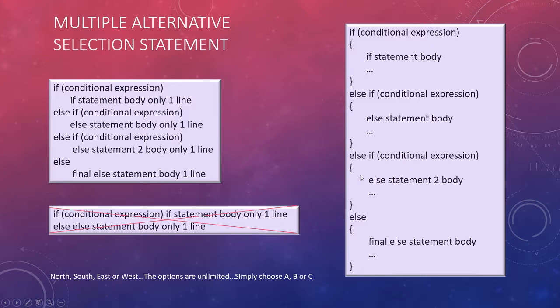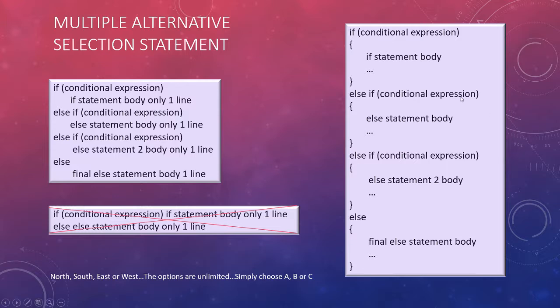What if we need multiple alternatives? With C#, we have really a couple of options, and the preferred option, if possible, depending on the data we're working with, is to use the else-if clause. And the else-if clause gives us the ability to check for multiple alternatives.